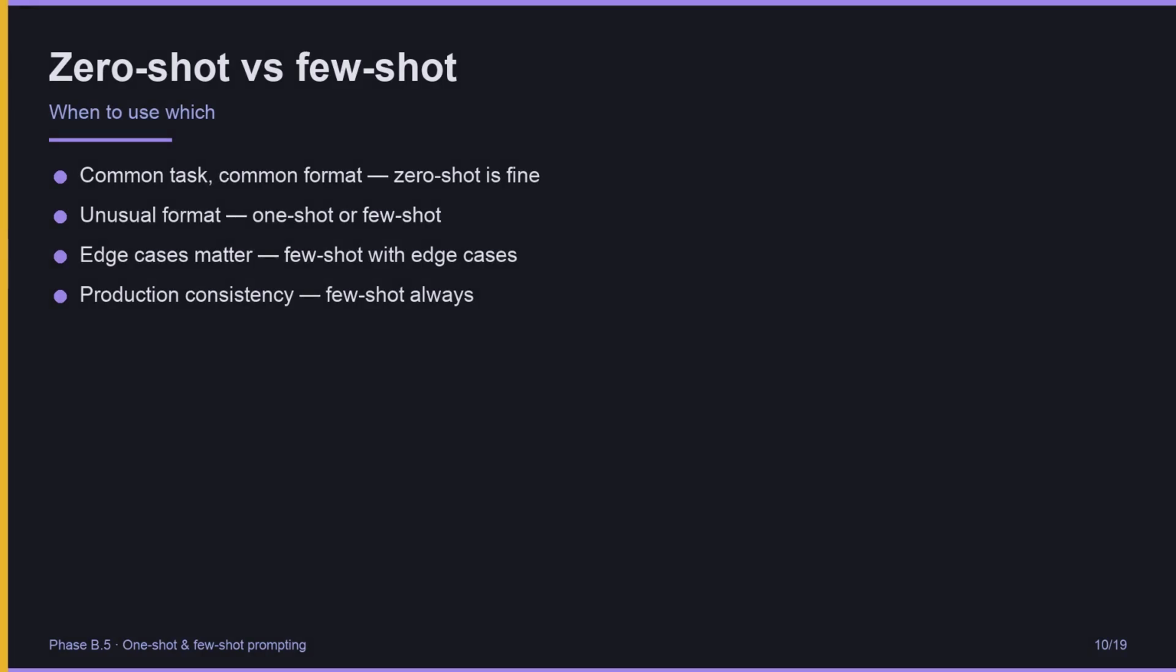When should you use zero-shot versus few-shot? If the task is common and the format is common, zero-shot is fine. Translate to French, summarize this paragraph, write a haiku. The model already knows these. If the format is unusual, one-shot or few-shot. If edge cases matter, few-shot with edge case examples. For production consistency, few-shot always. The few tokens it costs is worth the consistency you get.